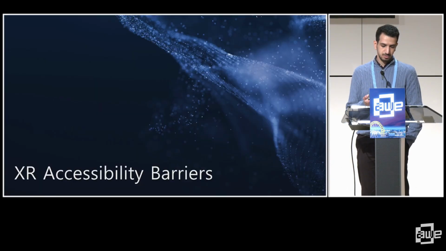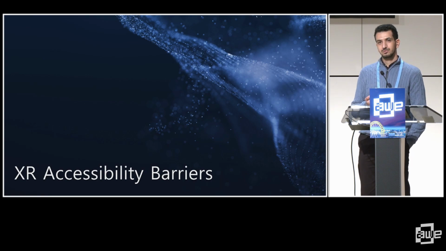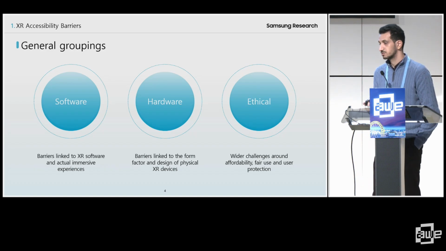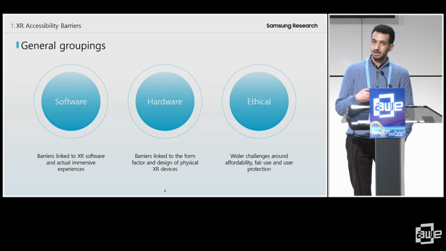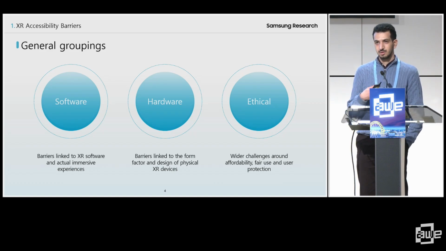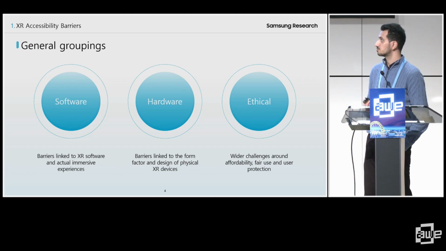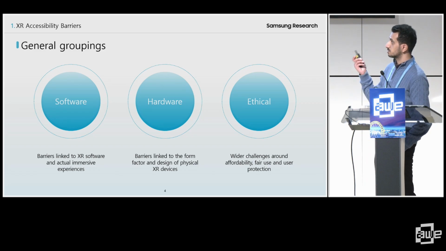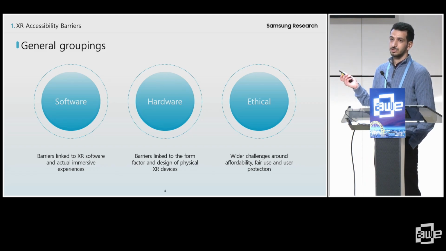XR accessibility barriers is a very hot topic in research, be that in academia or in industry. It's been heavily researched, and it's still being very heavily researched. There are many, many barriers that have been found in previous research. We're not going to go through all of them because we don't really have the time for that. But they could generally be grouped across these three main categories: software, hardware, and ethical barriers.